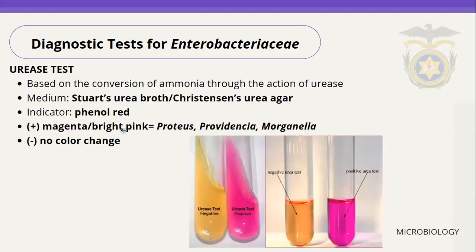And our next test, we have the urease test. This test is based on the conversion of urea to ammonia through the action of urease. The medium used here is Stuart's urea broth or Christensen's urea agar. Our indicator here is phenol red. For the positive reaction, it's the formation of magenta or bright pink color that can be seen in PPM: Proteus, Providencia, and Morganella, and negative shows no color change.